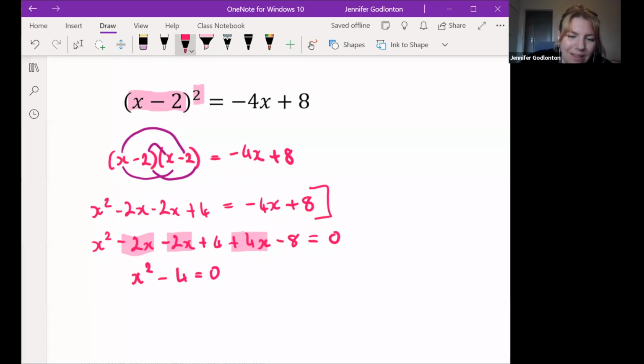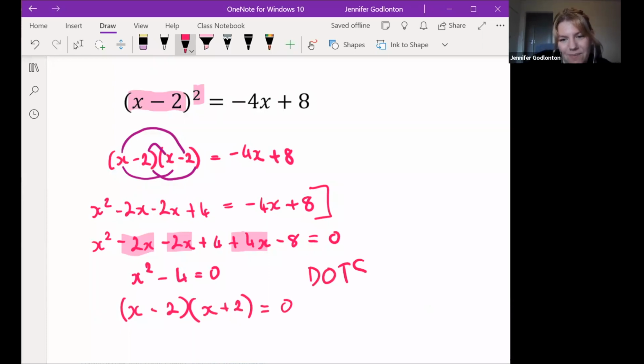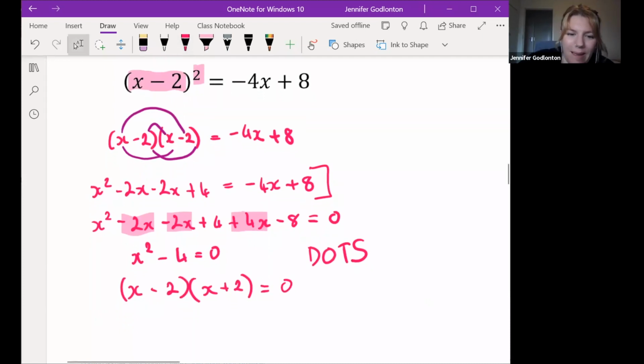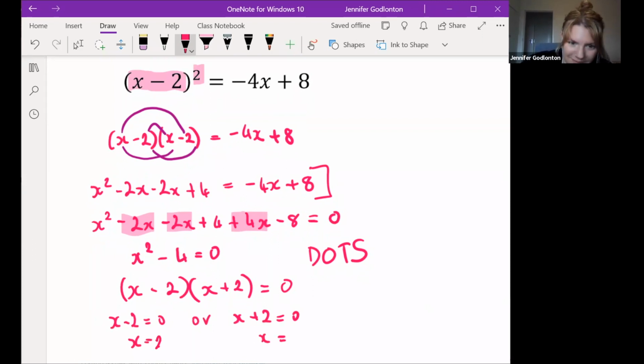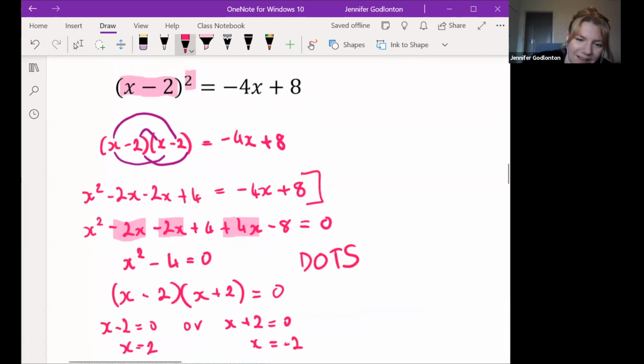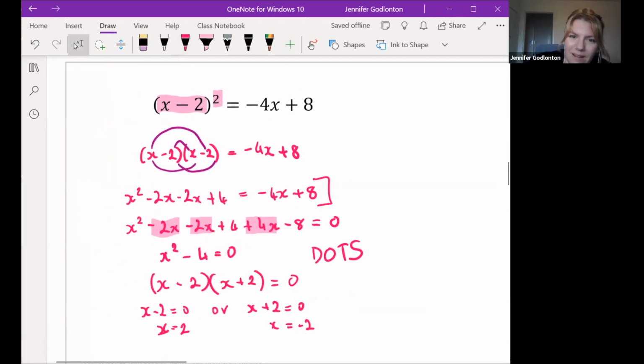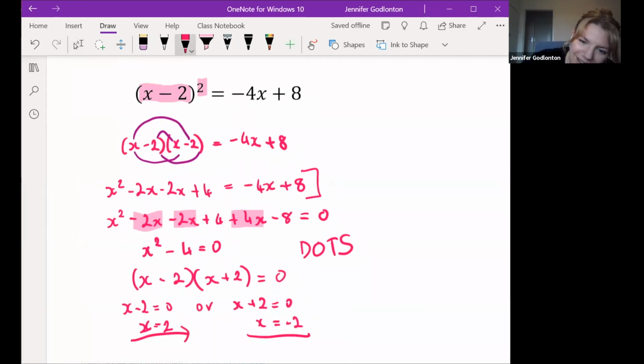So it's going to be open brackets, x minus 2, close brackets, times open brackets, x plus 2, close brackets, and then we go to x minus 2 equals 0 or x plus 2 equals 0. Perfect. And then we swap the sides. We do the opposite sign operation, and then it's x equals 2 or x equals minus 2. 100%. Nice work. Great work.